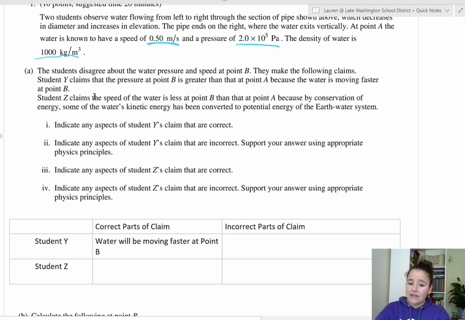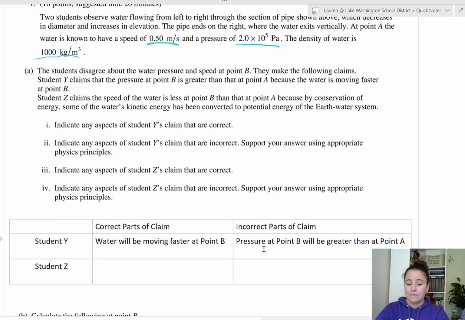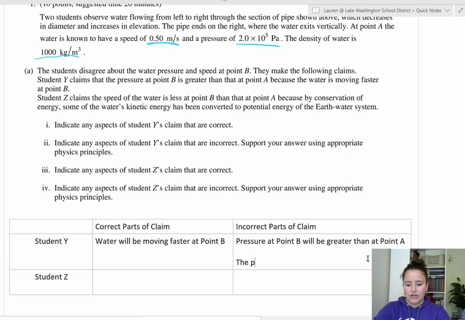That is true. But the incorrect part is the pressure, okay? The pressure at point B will be lower than the pressure. Or no, the incorrect part of his claim was that the pressure at point B will be greater than at point A. Okay, that was an incorrect part of his claim. Now, for those ones, it does want us to justify it. So we will say the pressure will be lower, okay?